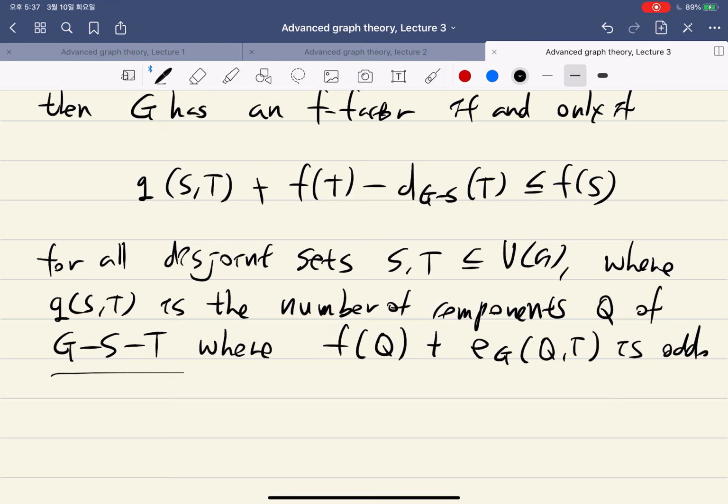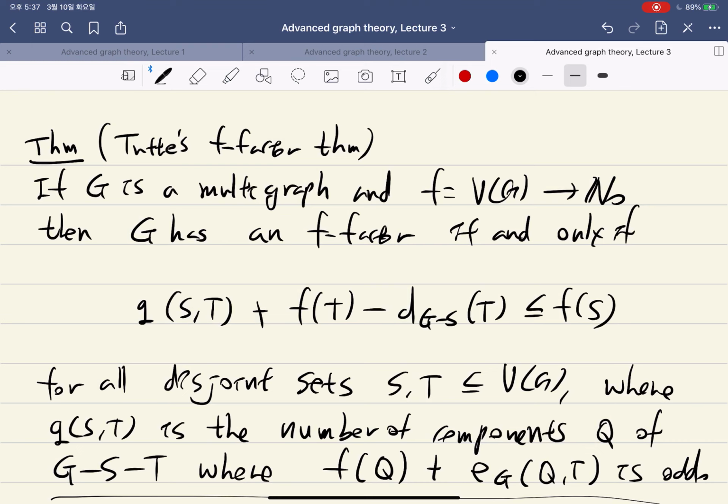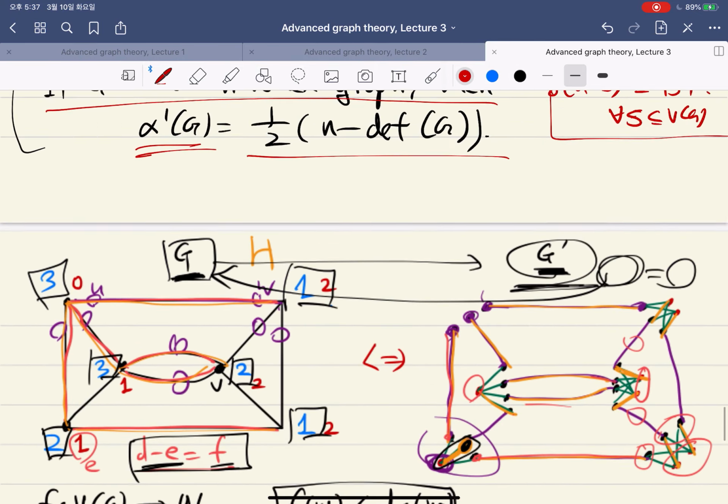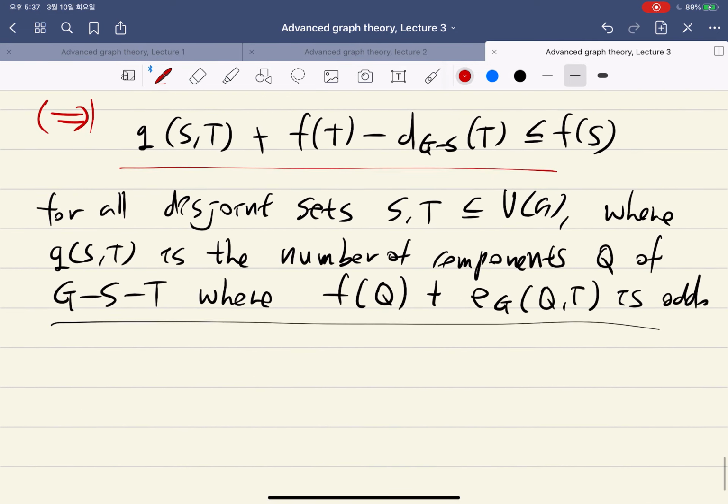So this looks a bit artificial, but it's not difficult to show that this is actually a necessary condition. If we have an f factor, then this holds. This direction is not difficult. This was actually one of the homework problems in the undergraduate graph theory course last year. So you can do it for yourself as a warm-up. So next time we will prove this Tutte f factor theorem using the Tutte one factor theorem.